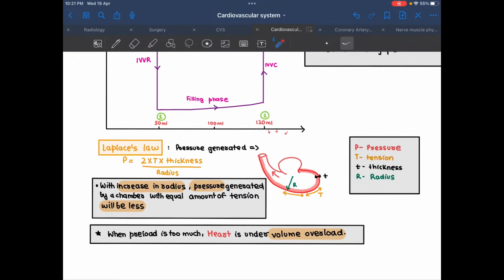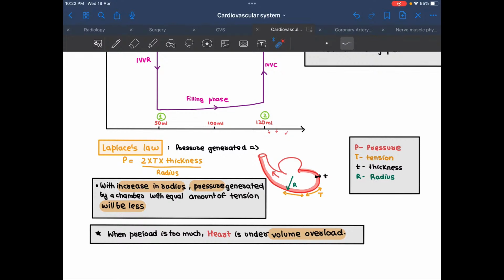What does this Laplace law say? We can use Laplace law in two different conditions. We can assume a sphere or we can use a cylinder. Next, when we're going to discuss the hemodynamics of blood flow, at that time we're going to assume a blood vessel to be a cylinder, and in that case the Laplace law will be changed a little.